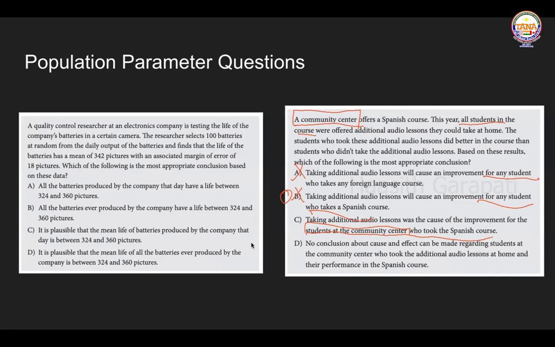But then we have D, where it says no conclusion about cause and effect can be made regarding students from the community center. And this might be a little bit surprising, but C is wrong, D is correct. Now, why is that? The problem with gathering data is that if you gather this data and then you gather this data and you say, oh, okay, if this data point goes up, then the other data point goes up, you can identify the correlation. You can say, okay, we notice this pattern, but you're not allowed to say that this causes this.